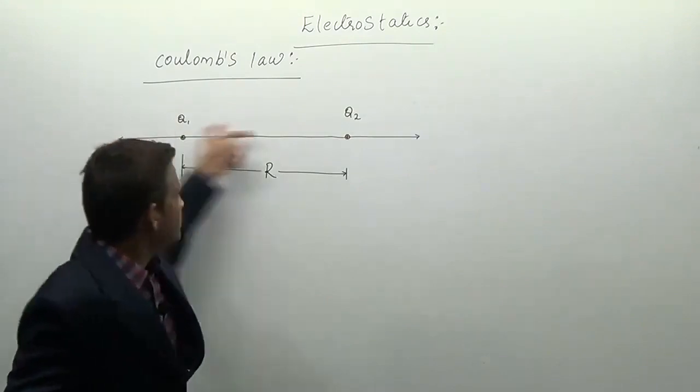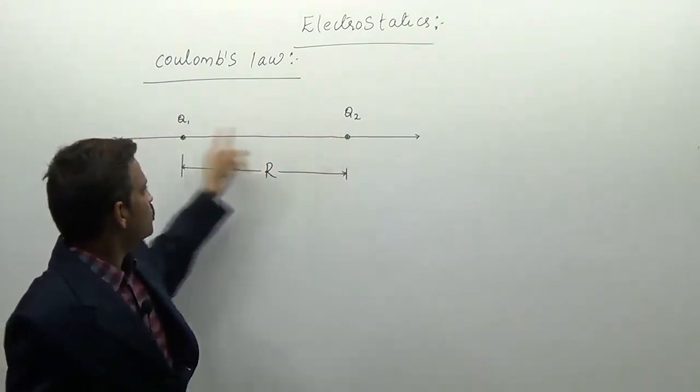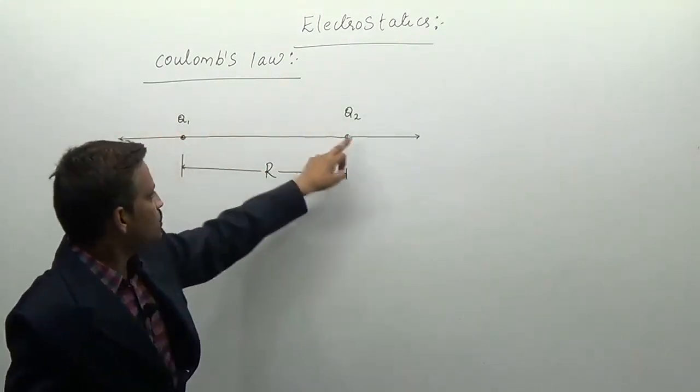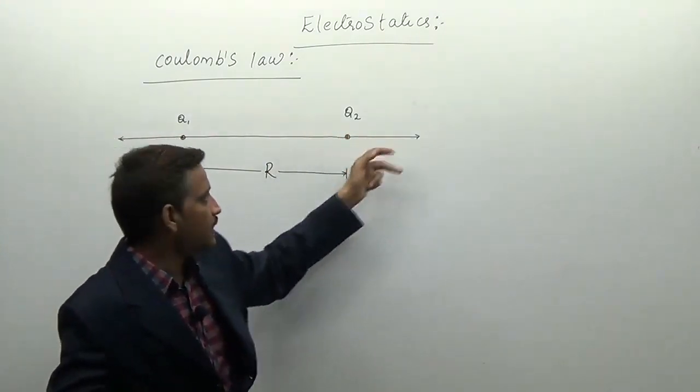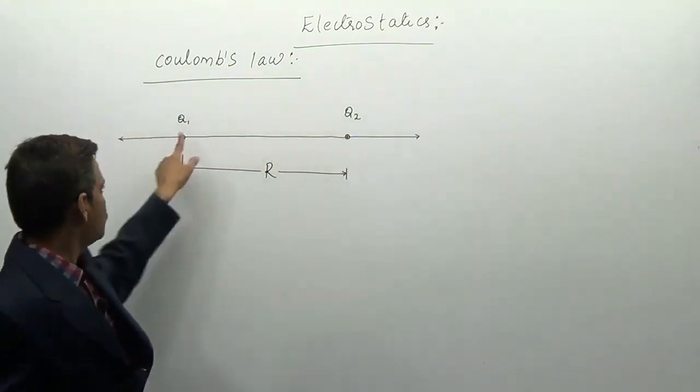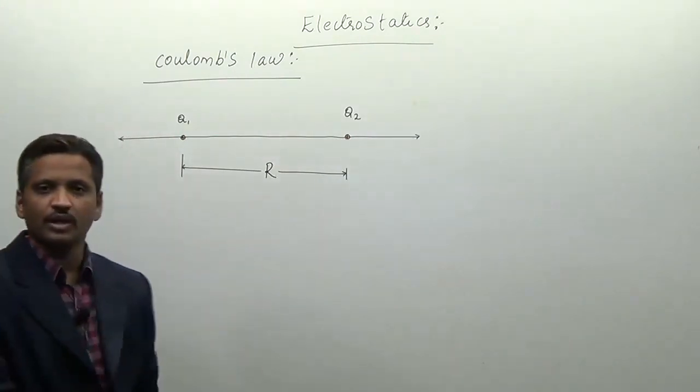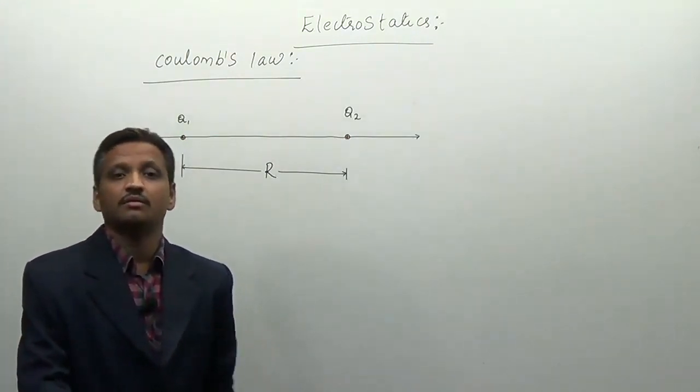This line joining is, okay, so this Q1, Q2 when you join, so if this exerts force on this, it will be moving only in this line direction. If this is exerting force on this, then this Q1 will be moving in the same line. That is the meaning of the third statement.